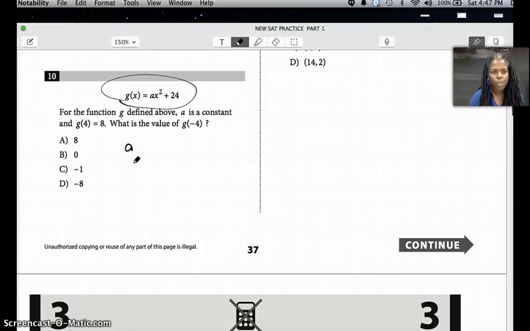First of all, when you have g of something, it means whatever is in this blank goes exactly where the x term is. So g of blank is equal to a times blank squared plus 24. My time's going to be up.